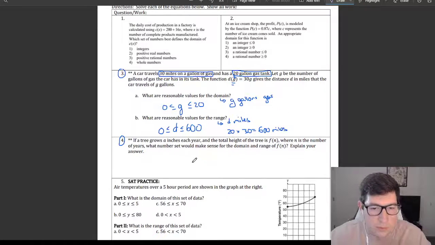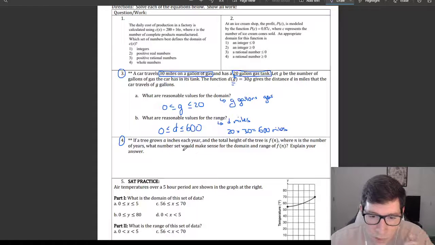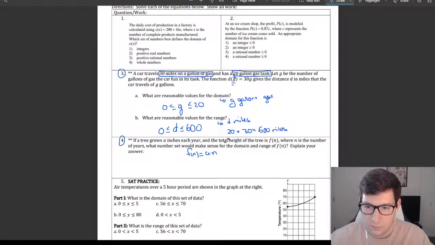All right, and then for number 4, we have: if a tree grows 8 inches each year, and the total height of the tree is f of n, where n is the number of years, what number set would make sense for the domain and range for f of n? Explain your answer. So let's take a look at what this actually looks like. We have this lovely f of n function, and that's going to equal a times n, where n is my years and a is my inches per year, specifically. That's going to be how I calculate how tall the tree is.